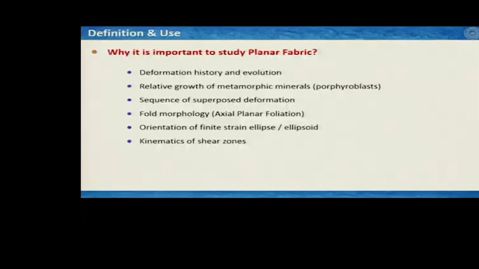The first one is deformation history and evolution. We will learn more about it, particularly when we go into more structural details of different kinds of structures. But foliations reveal deformation history, particularly their relationships with the host rocks and other pre-existing foliations and so on.